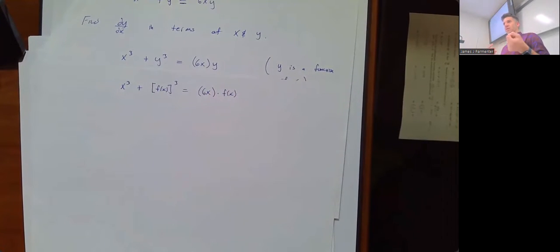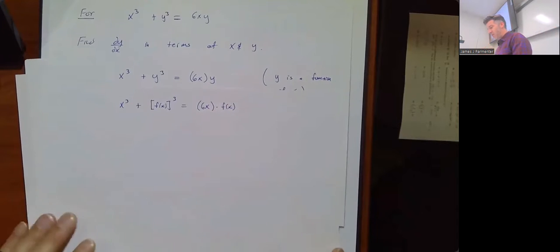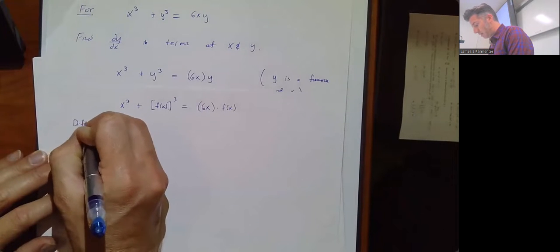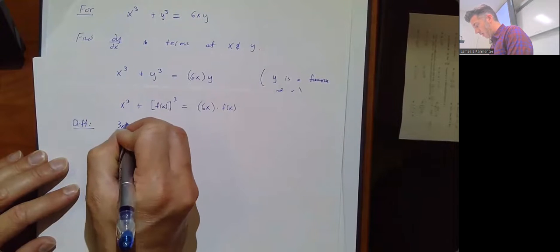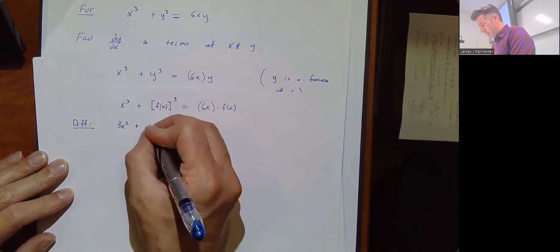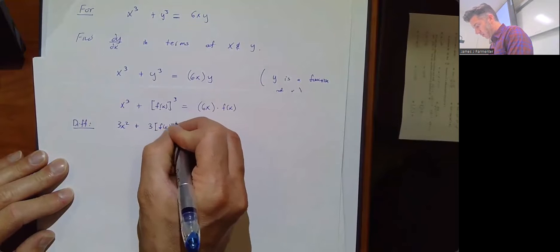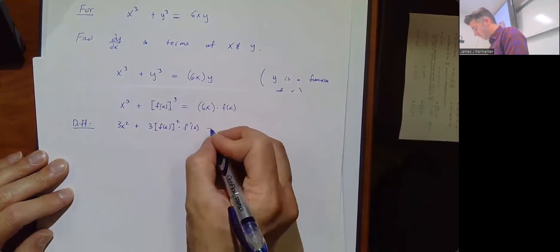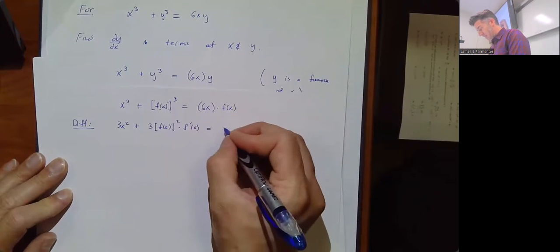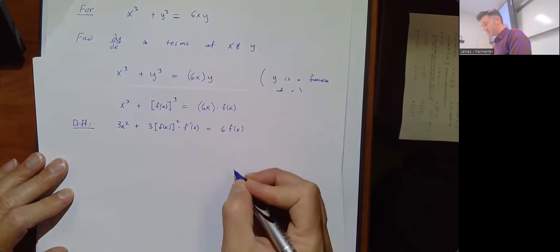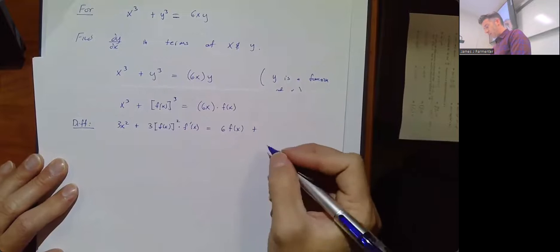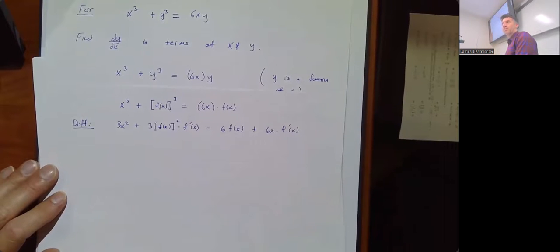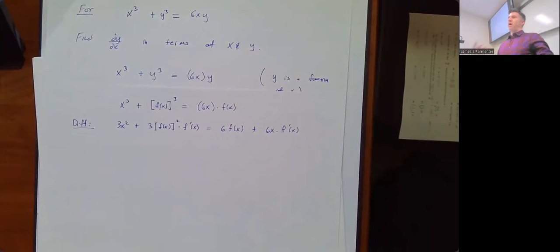And so now when I differentiate it, it's a little easier to see that I need to use the chain rule. If I'm going to differentiate both sides, the derivative of x cubed is 3x squared. The derivative of some stuff cubed is 3 times my stuff squared, but then I have to multiply by the derivative of the stuff. Similar on the right hand side. The derivative of 6x is 6 times f of x, product rule, plus 6x times the derivative of this, which is f prime of x. But instead of writing so many letters, we decided to use y instead of f of x.